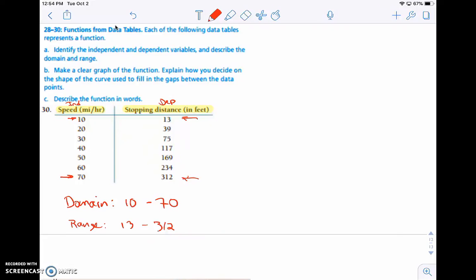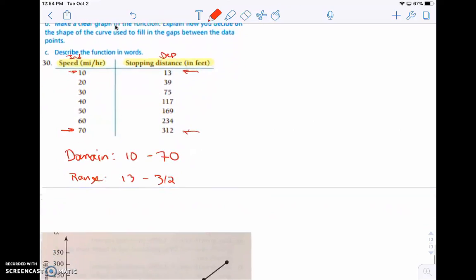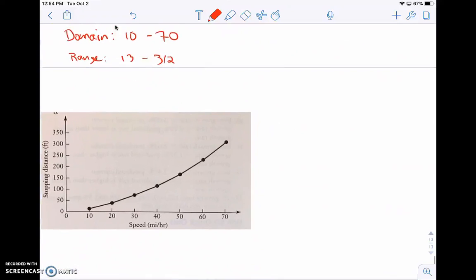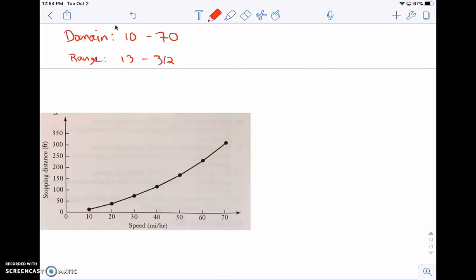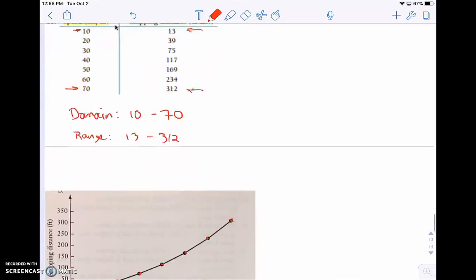Okay, next one, make a clear graph of the function. Explain how you decide on the shape of the curve used to fill in the gaps between the data points. So I've used technology here and got this put together. There's a lot of different things you can use, but again, in your class, you're probably going to be able to see this information and either be able to plot the points using technology, or given a graph, which one represents the situation that's given. But here we have our points. So the first thing I would do, again, if I was doing this on my own, is I would plot the points. So these would be the points that are given in this table right here.